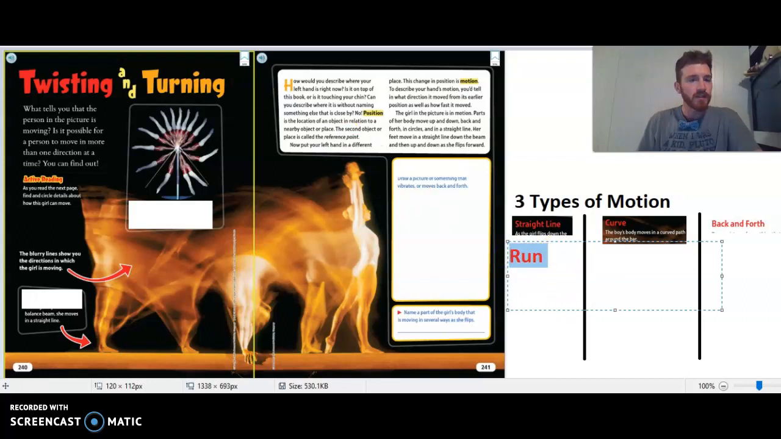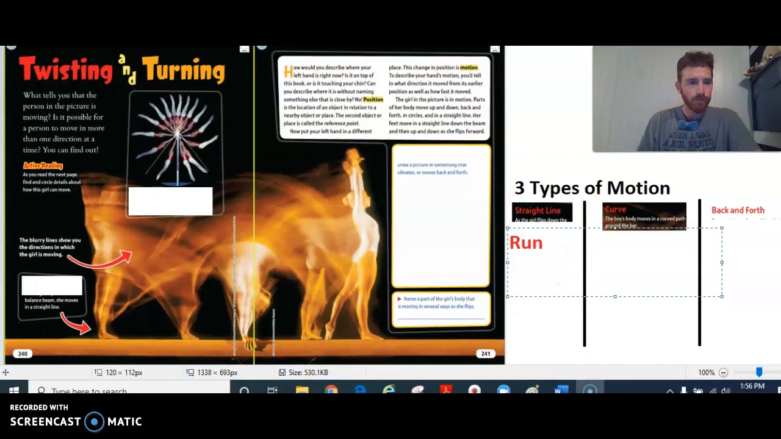Font's a little smaller. A little slower there. Oh, Mr. McComb, you're taking forever.